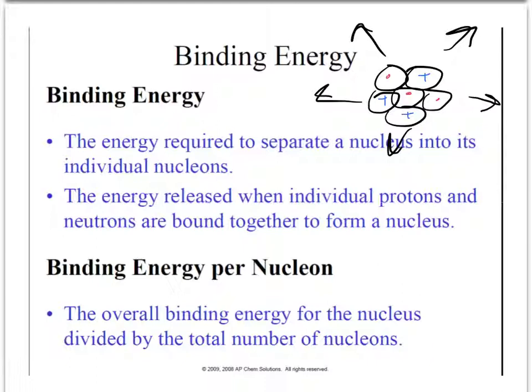Binding energy per nucleon. If you want to figure out what the energy is per each individual piece, it would just be the overall binding energy divided by the total number of nucleons. So for this example that we've got up there with the 6, you would use the binding energy for the entire nucleus, so this number right there, divided by 6. And that would tell you what it is per nucleon.